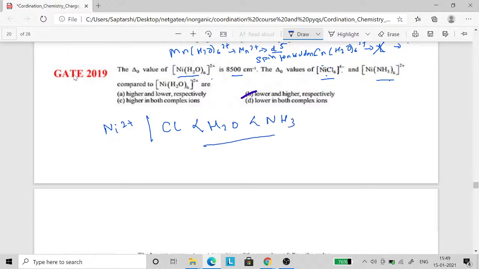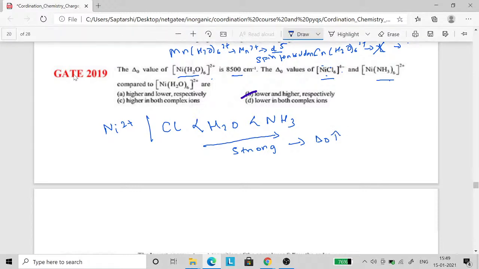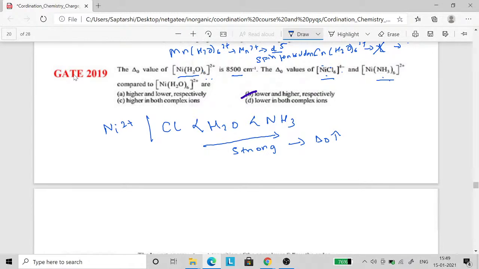So this is the line of strong ligands: the strength increases, and as the strength increases, the del zero value also increases, right? So the del zero value of NiCl6 4 minus compared to water will be lower, and Ni(NH3)6 2 plus compared to water will be higher. So B is the answer.